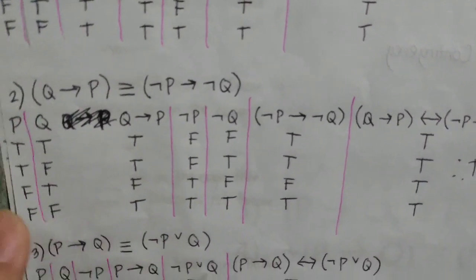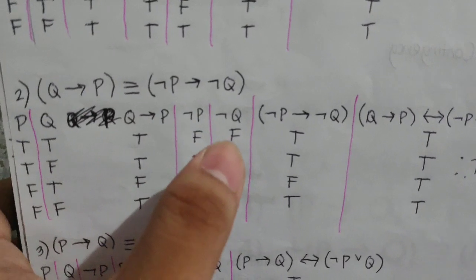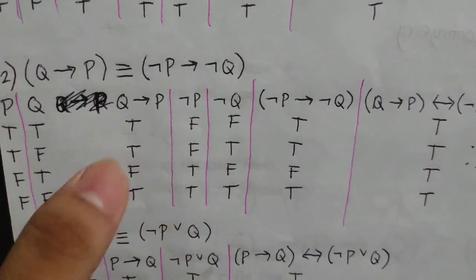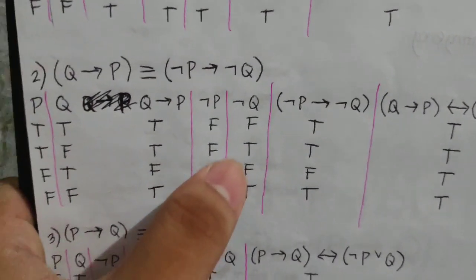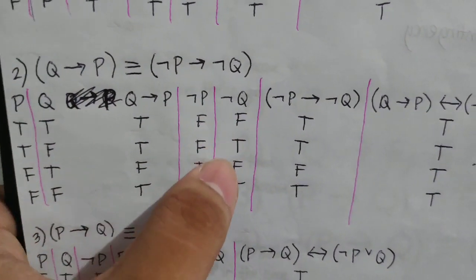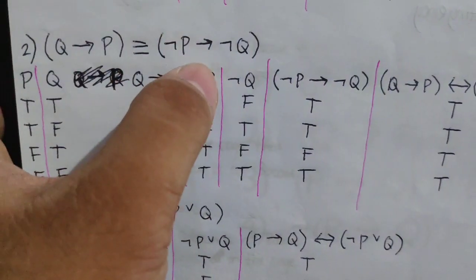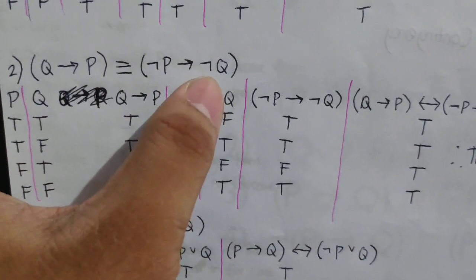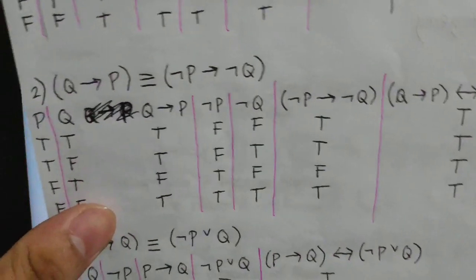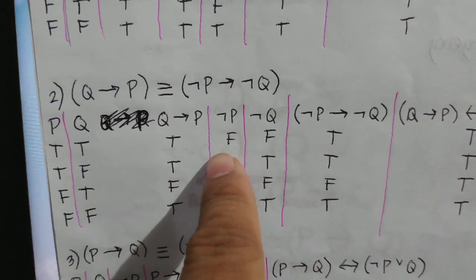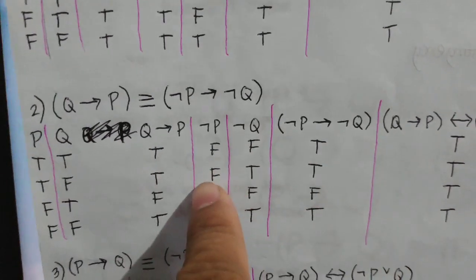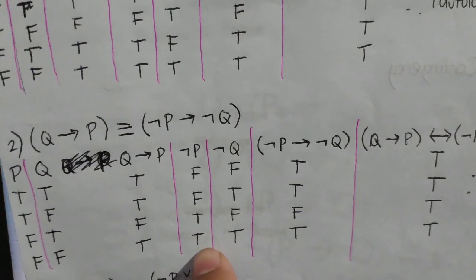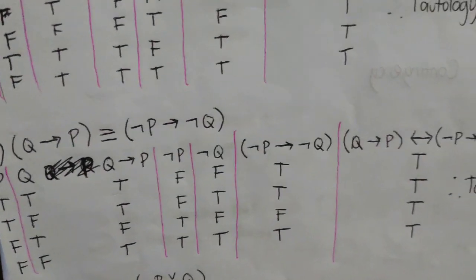Then we get the negation of P and the negation of Q, since it's vital for the compound proposition. So this becomes false, false, true, true. Then for the negation of Q, you have false, true, false, true. Then for the compound statement, you will get now the negation of P implies the negation of Q. So we will now read it from left to right. So you have false implies false, then true. False implies true, therefore true. True implies false, therefore false. True implies true, therefore true.